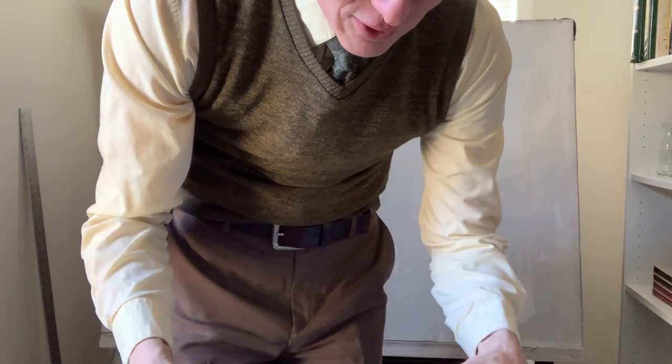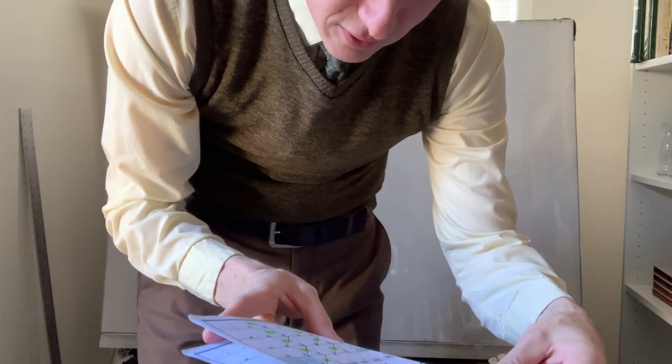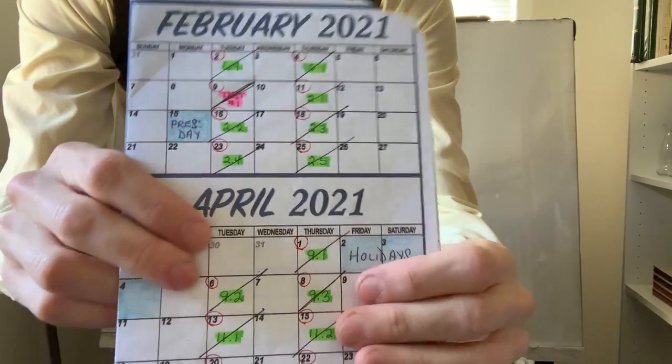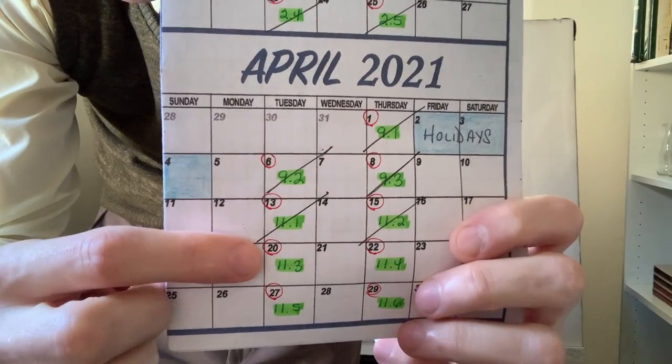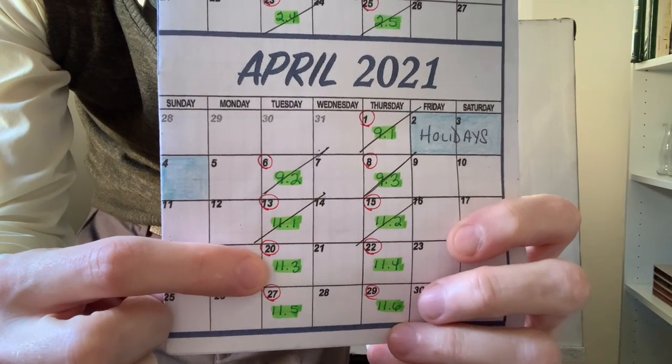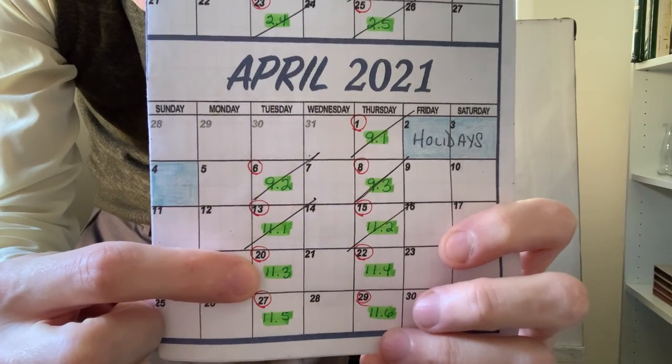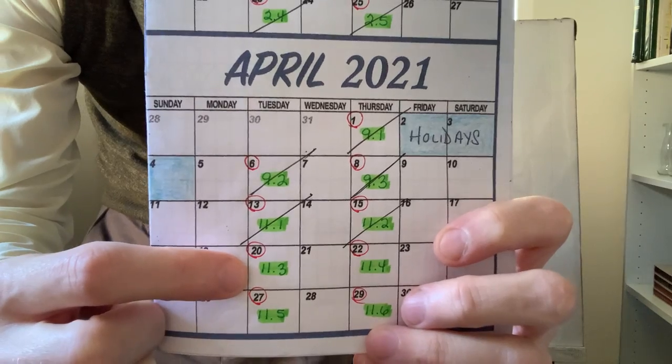Okay. Well, let's look at the calendar to see if we're on schedule. Looks like we are. Yep. MAT-113, and today is Tuesday, April 20th, and we're covering 11.3. All right, as per schedule, so good.